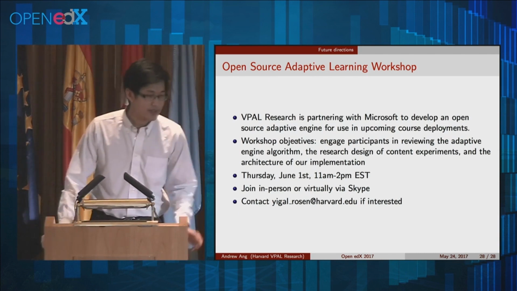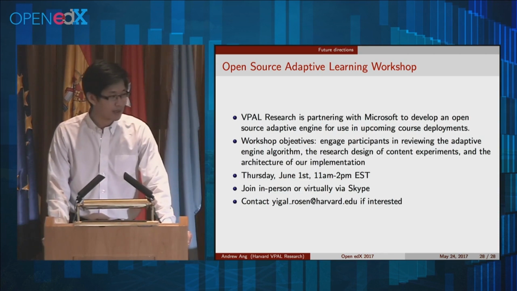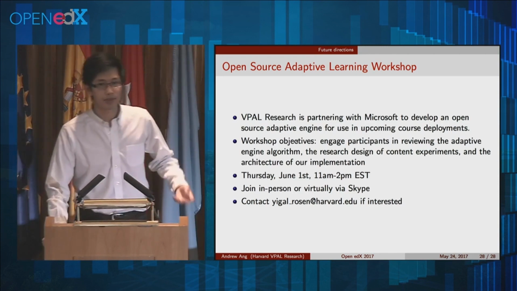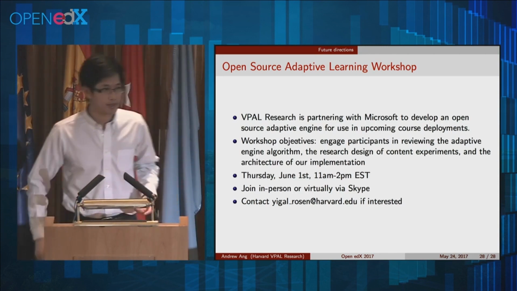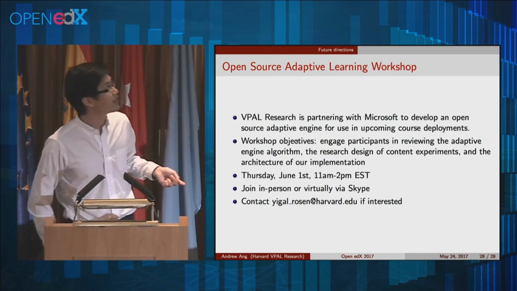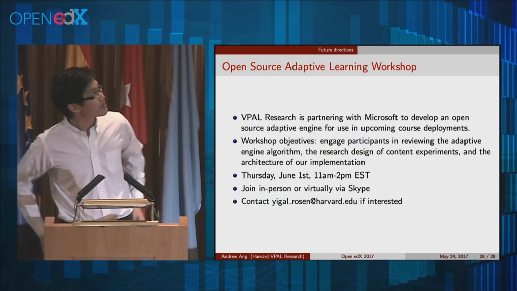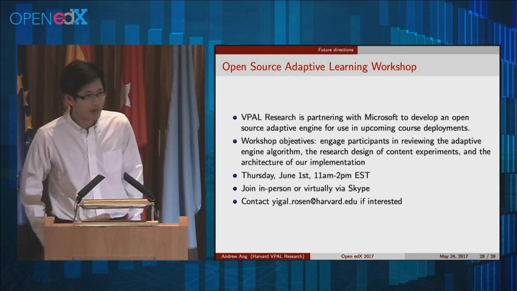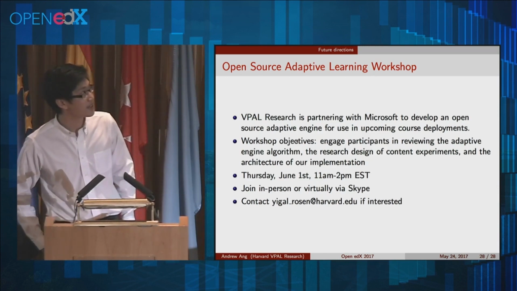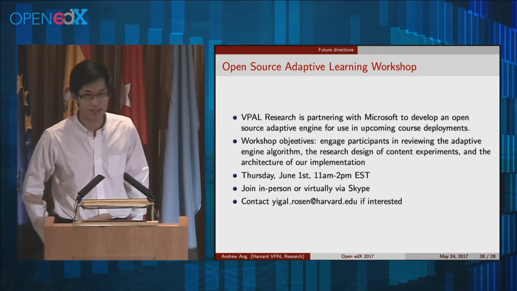And finally, as part of this effort, we're trying to organize a small open source adaptive learning workshop. The project, the LTI tool that I told you about in this talk, is all open source. I forgot the GitHub URL, but you can go there and look at my code. The workshop is next week, and you can join in person if you're in the Boston area, or virtually via Skype. It's 11 a.m. to 2 p.m. EST, and you can contact my colleague Yigal Rosen if this is interesting to you.